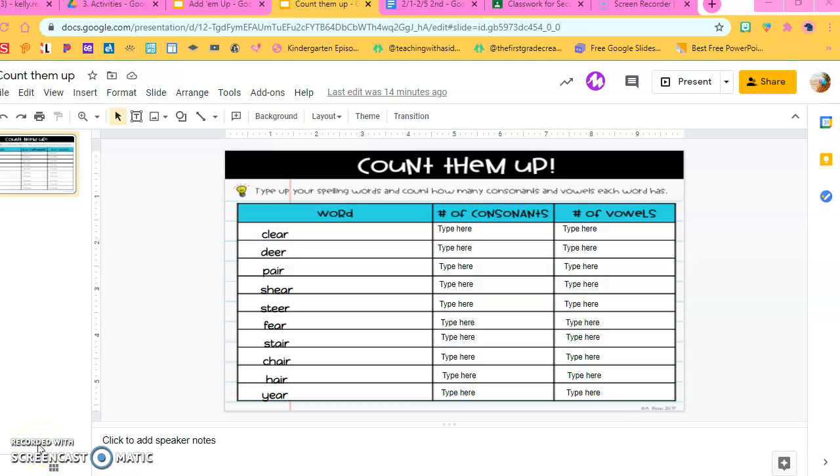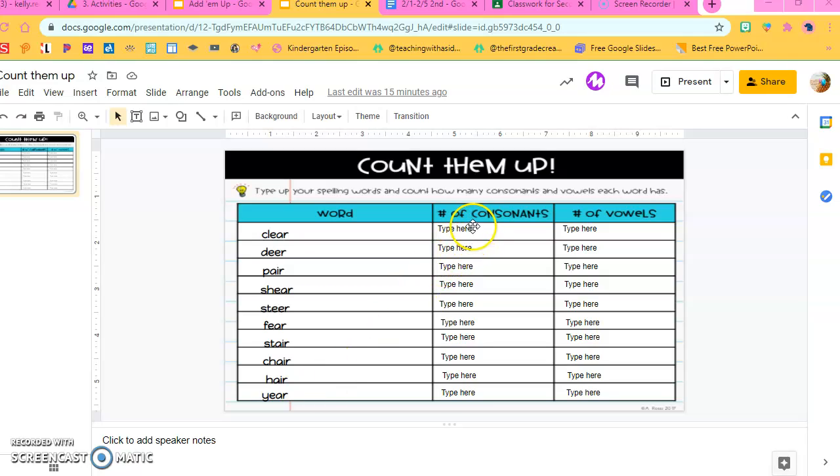Good morning, boys and girls. I just wanted to real quick go over how to do the count them up for our spelling words. The directions are right here up at the top. It says type your spelling words and count how many consonants and vowels each word has. There were certain words that I wanted you to focus on for this, so I typed your spelling words on this side. Please do not erase those words or change those words.